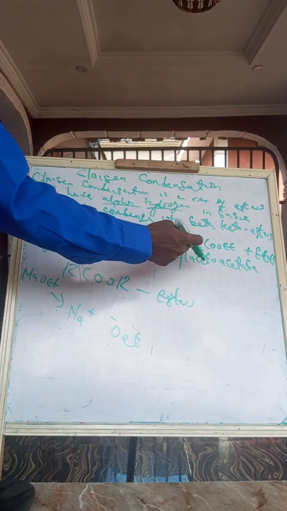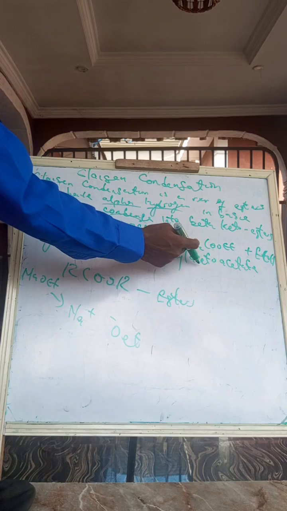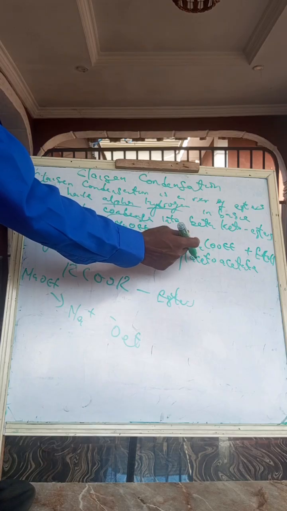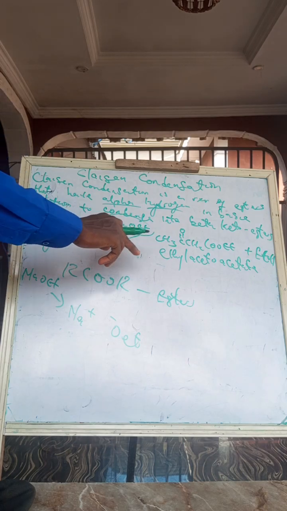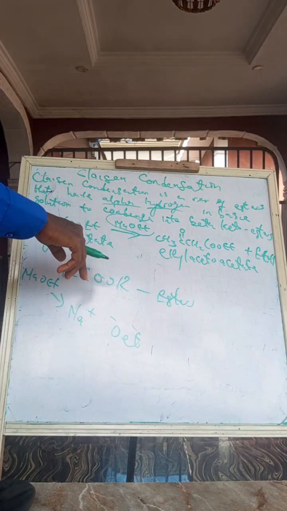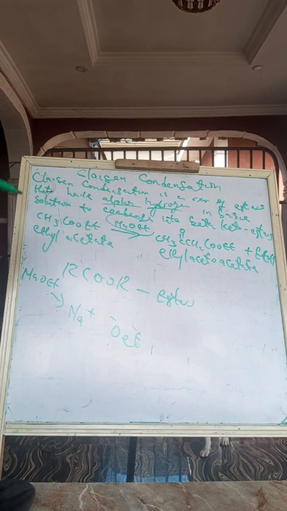You can see this is our alpha carbon, and this is our ketone group. That is a beta keto ester. So the next thing is to go for the mechanism. That is, how do we arrive at this? The mechanism shows the step-by-step process of arriving at this.